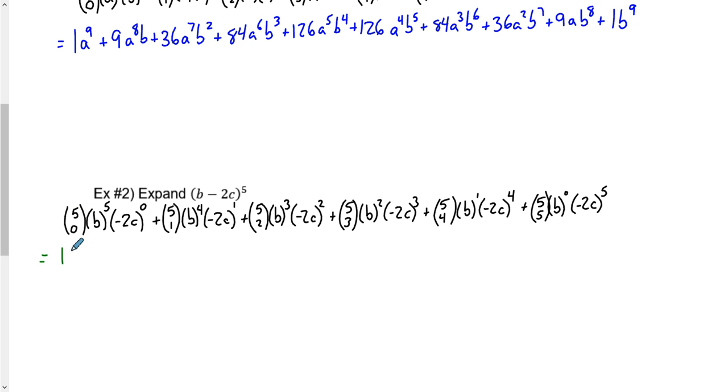5C0 is 1. We're going to be multiplying by b to the power of 5, multiplied by negative 2c to the power of 0. Well, by our exponent laws, anything to the power of 0, like we had done in grade 9, is 1. 5C1 is 5. B to the power of 4 is b to the power of 4. I'm going to just put in brackets to keep things separate. Negative 2c to the power of 1, though, is negative 2c. And that's where things are going to start changing.